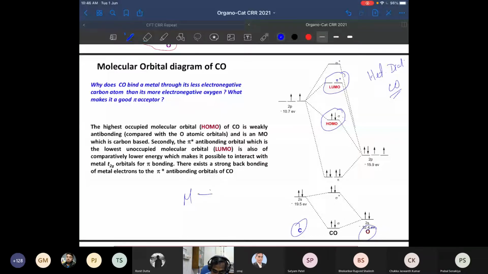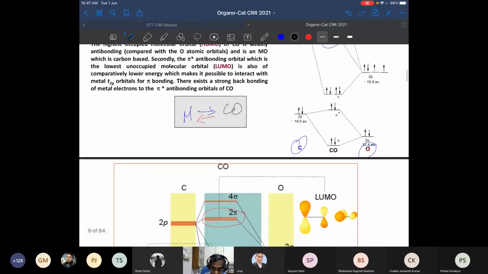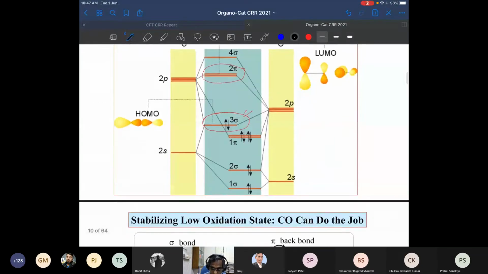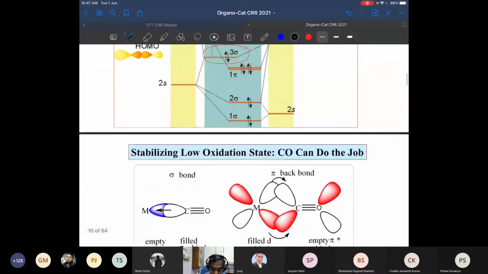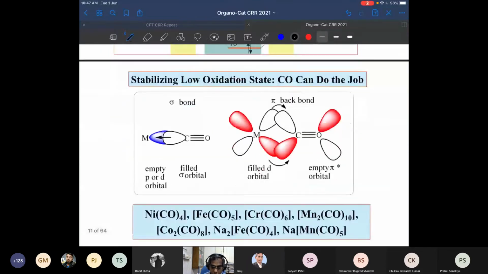Let me put it this way. And here is your carbon, right? This is what we are talking about, this bonding. You can explain it only with the help of MO theory, not with others. This I have already explained. I think we don't need to explain it again. Now look here.